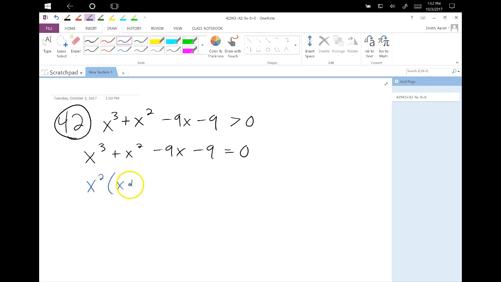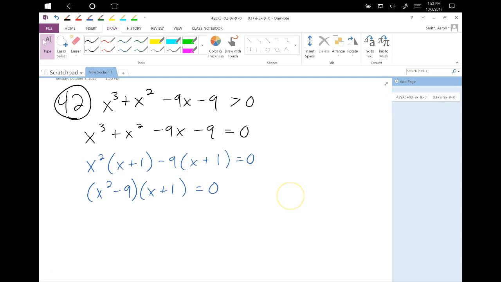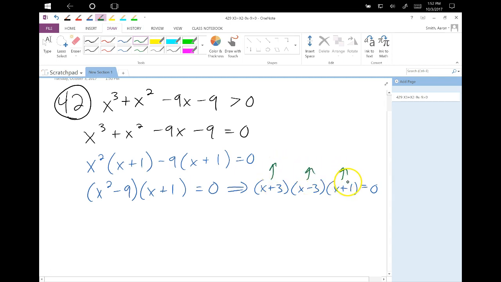Pull out an x squared, x plus 1. Pull out a negative 9, x plus 1. So this would factor to x squared minus 9, x plus 1. And the x squared minus 9 is a difference of two squares, so I can write that as x plus 3, x minus 3, x plus 1 equals 0. If I set each of these factors equal to 0 and solve for x, I get x equals negative 3, or x equals positive 3, or x equals negative 1 as my key numbers, or my critical numbers.